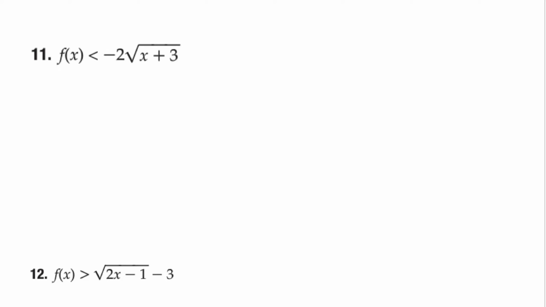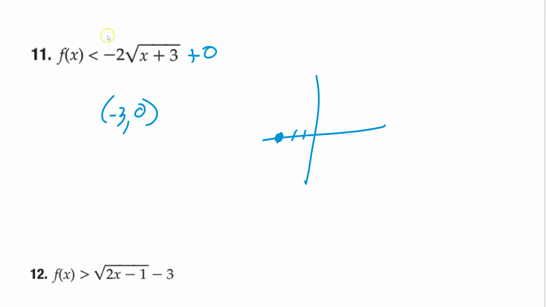Couple more. This one right here. Inside opposite, so -3. Outside follow, there's nothing on the outside, so 0. So -3, 0. -2, that's a vertical stretch. Right, so it's a vertical stretch. But it's also opening down because it's negative. So it's like down 2 over 1 type of thing. And it's dotted because it's a not equal to sign. Then we're shading below, so less than. Less than, so below.